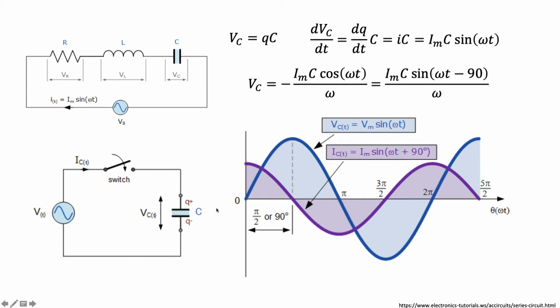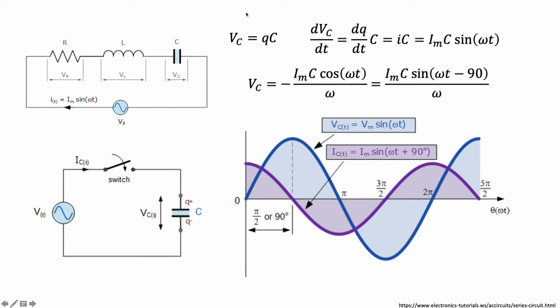Thus, at theta equal to 0, when the current is maximum, the capacitor voltage just begins to increase. Once the capacitor voltage is maximum, the current becomes 0.